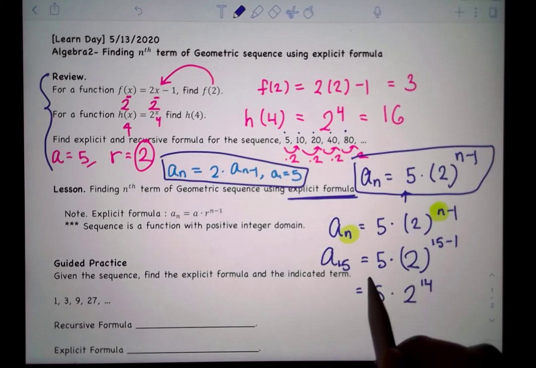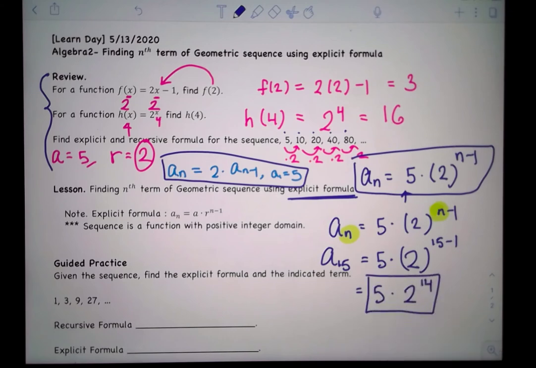I will leave the number like that. Okay? And if you want to get the answer, you're supposed to use a calculator for this. Alright? So we are doing this one, guys. Once you get your explicit form, we can substitute the number into n. You can get a specific term. Alright? So we are doing this.